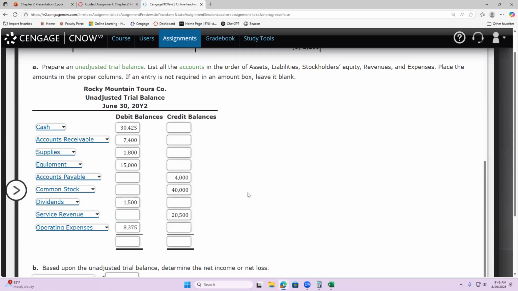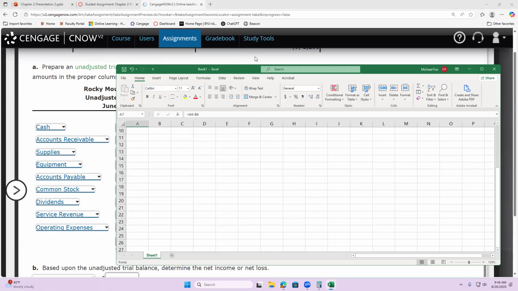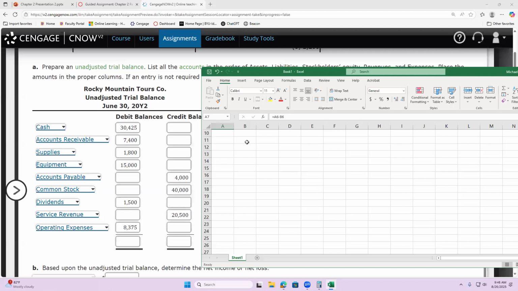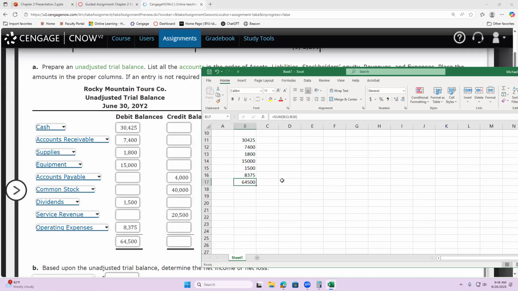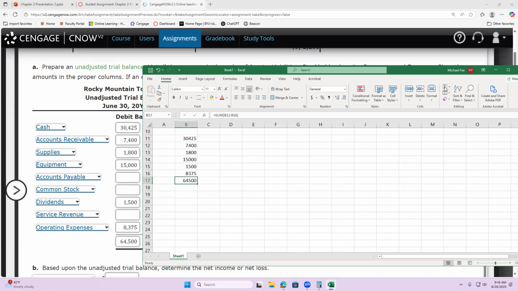Then all we do is add up each side, and that'll give us the balance of our trial balance. So the debit side is 64,500. Where to do the sum? This little button up here looks like a Greek sigma. Yeah, that'll just do auto sum.